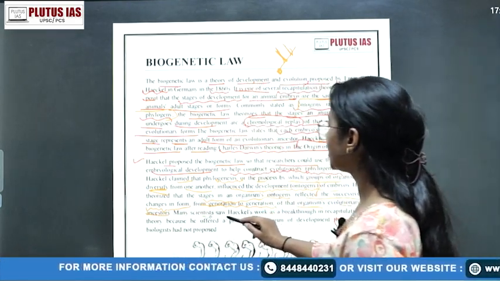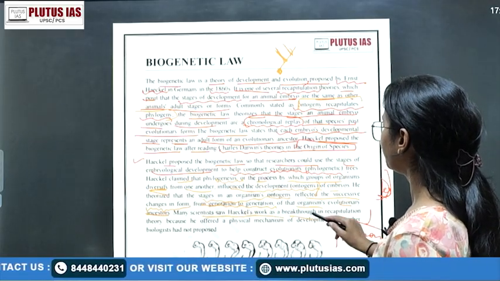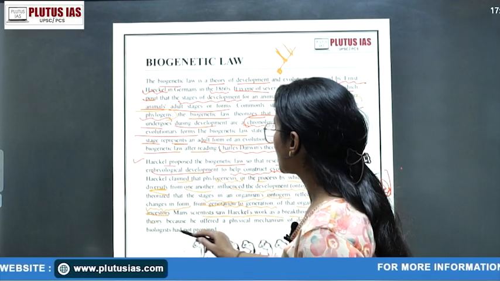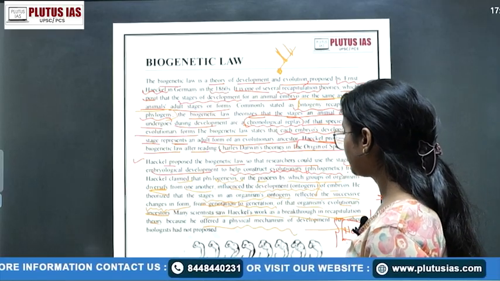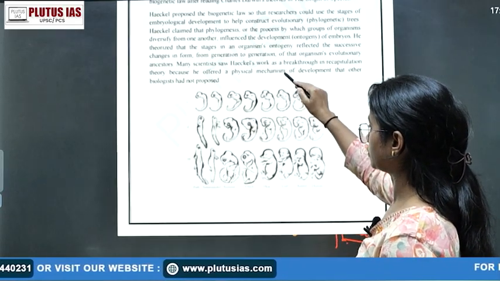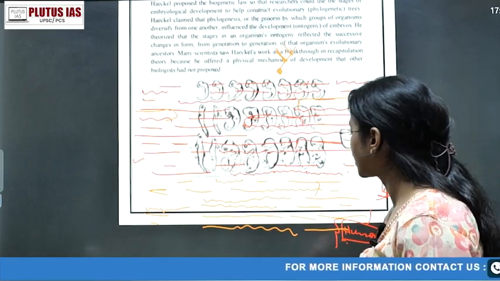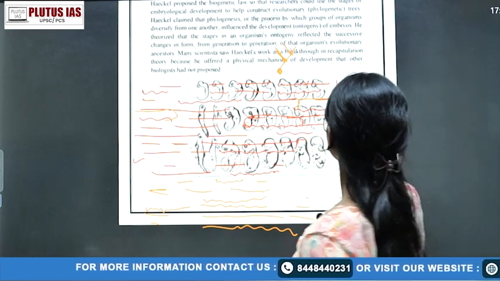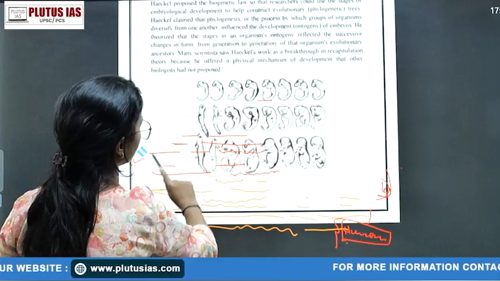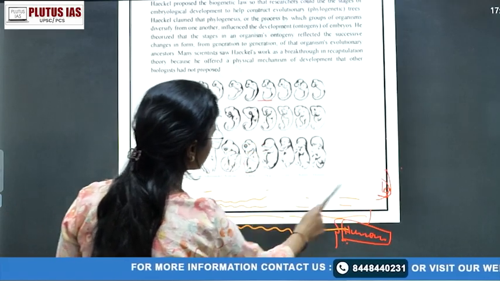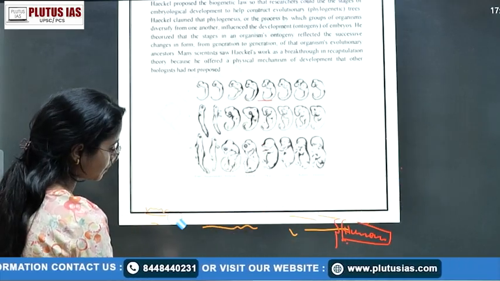Of course, many scientists saw Haeckel's work as a breakthrough in the recapitulation theory, because he offered a physical mechanism of development that other biologists had not proposed. Okay, so here we can see the different types of adult.